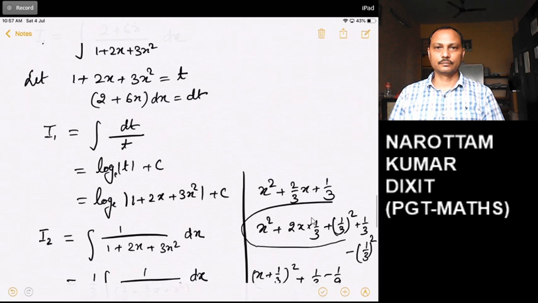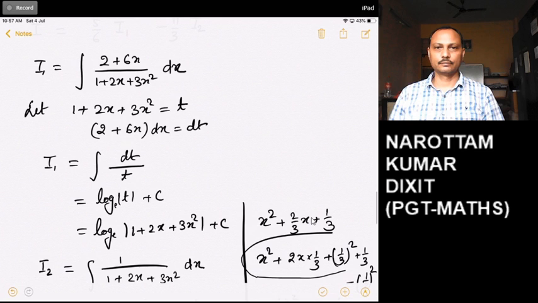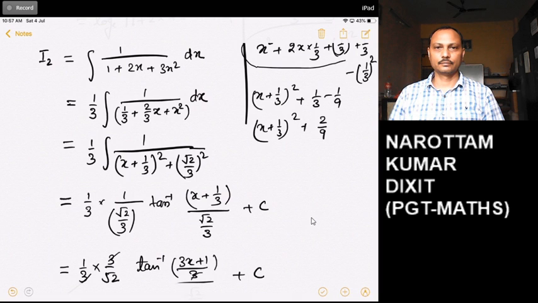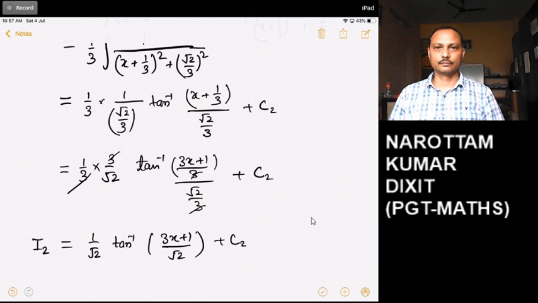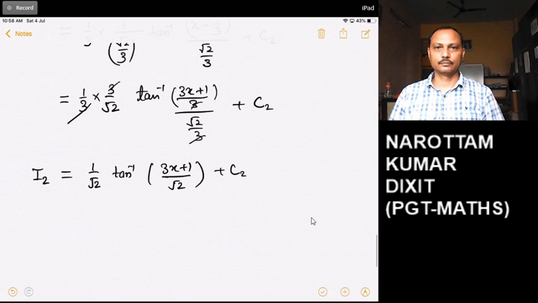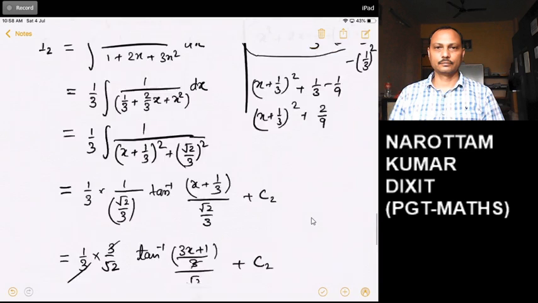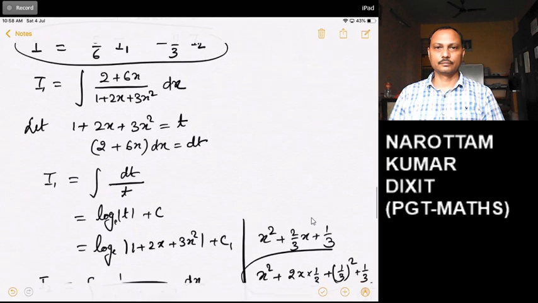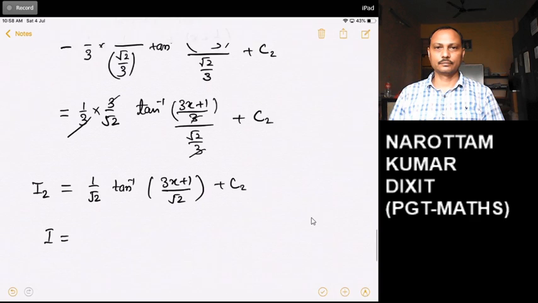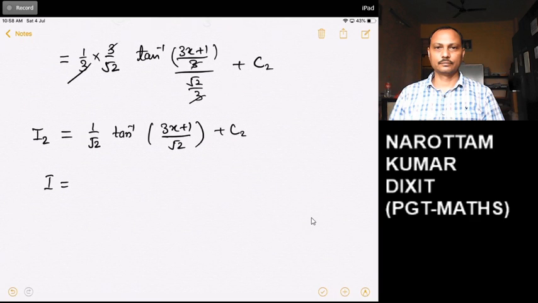Now we have to combine these terms. In the first integral we take the constant as c1 and in the second one we take the constant as c2. After combining these constants we will write a new constant, that is c. So I is equal to 5 upon 6 I1 minus 11 upon 3 I2.